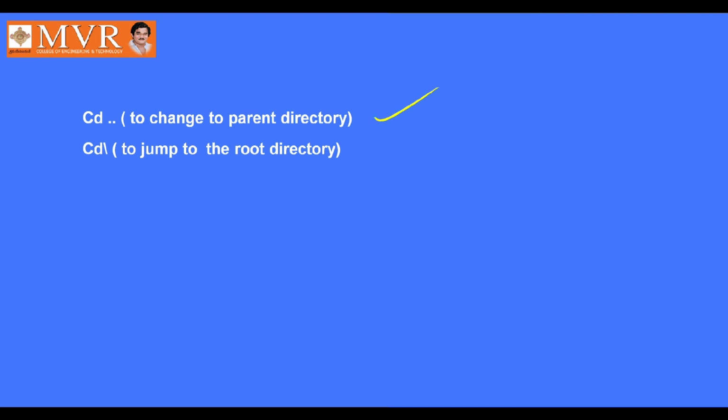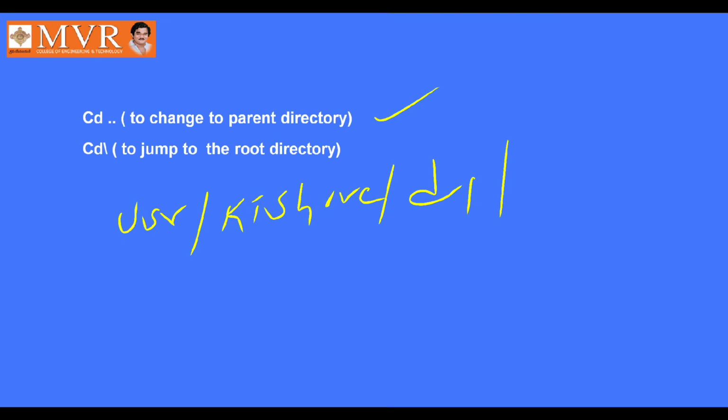As we have done in the previous slide, our present working directory is user Kishore d1. Again in d1 you may create some new directory, say for example d6. Now what will be the present working directory? User Kishore d1 d6 will be your present working directory.